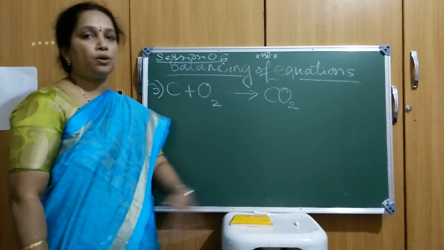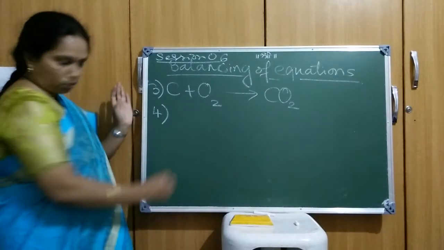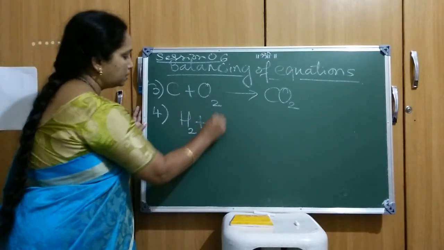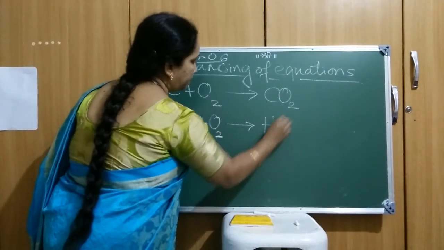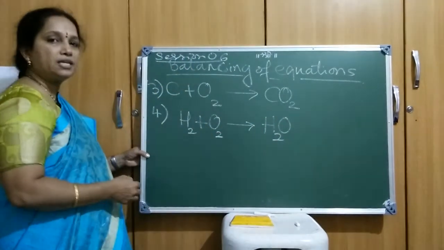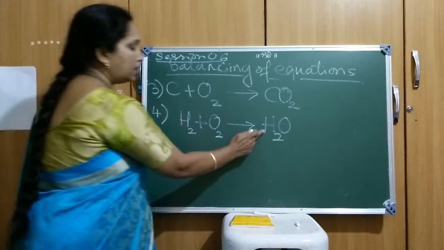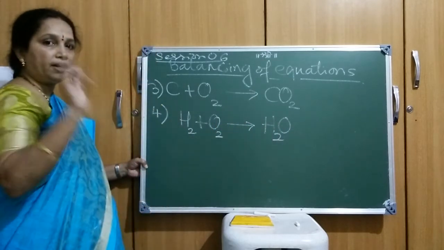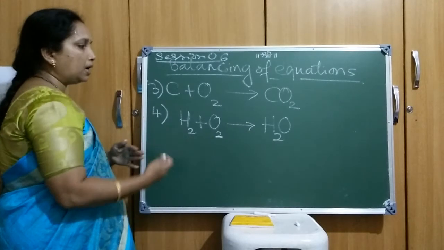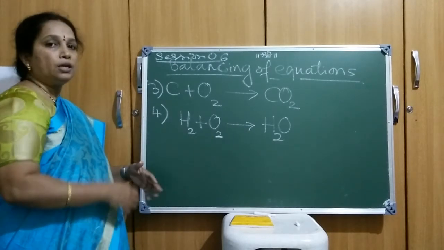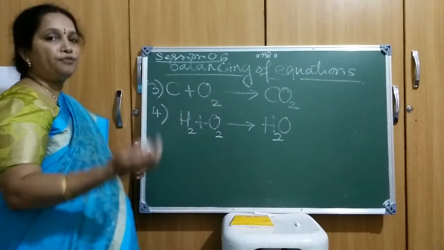Then we'll move on to the fourth example. I write down hydrogen, oxygen giving out water. You are familiar with this equation. On the reactant side, you see 2 hydrogen, 2 oxygen; on the product side 2 hydrogen, but oxygen is only 1. You people are familiar with the balancing steps. No need to go for hydrogen first or oxygen first. It depends on which you feel is convenient.